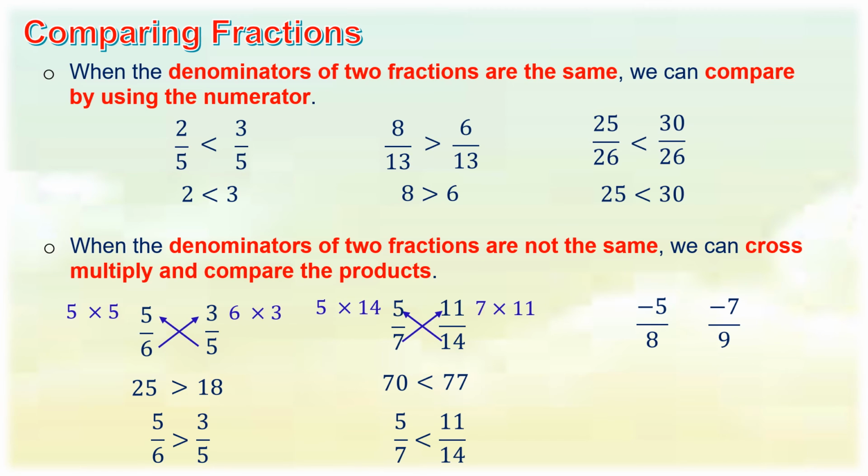Now let us have negative 5 over 8 and negative 7 over 9. Since negative 5 times 9 is equal to negative 45 and 8 times negative 7 is equal to negative 56, so therefore negative 45 is greater than negative 56, so negative 5 over 8 is greater than negative 7 over 9.